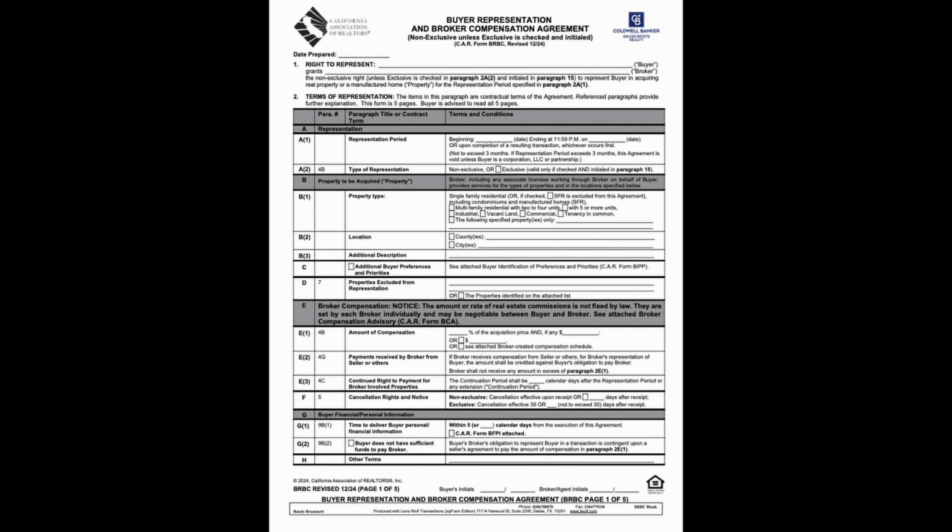Broker compensation. E. 1. This indicates how the broker gets paid. It could be a percentage of the sale price or a flat fee. E. 2. If a seller or someone else pays the broker, that amount gets subtracted from what you owe. E. 3. If you buy a home the broker helped you find, even after the agreement ends, they may still earn their fee. That's called a continuation period.